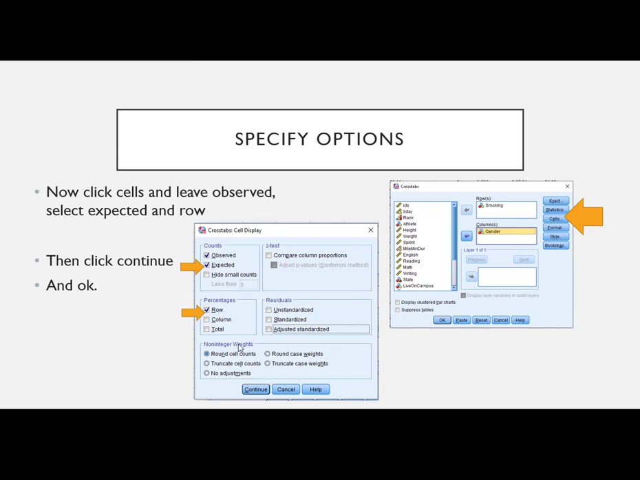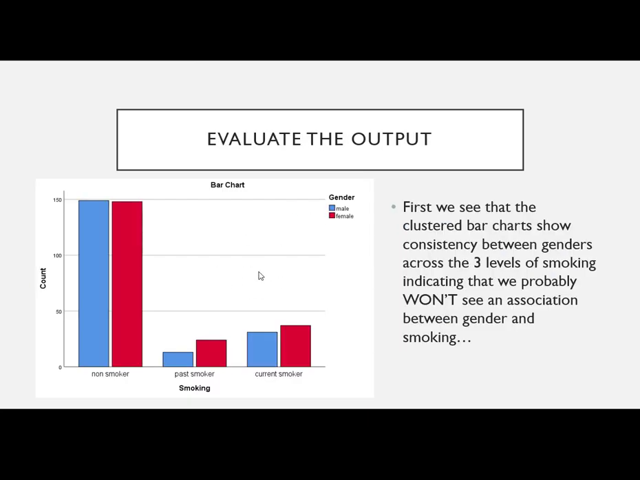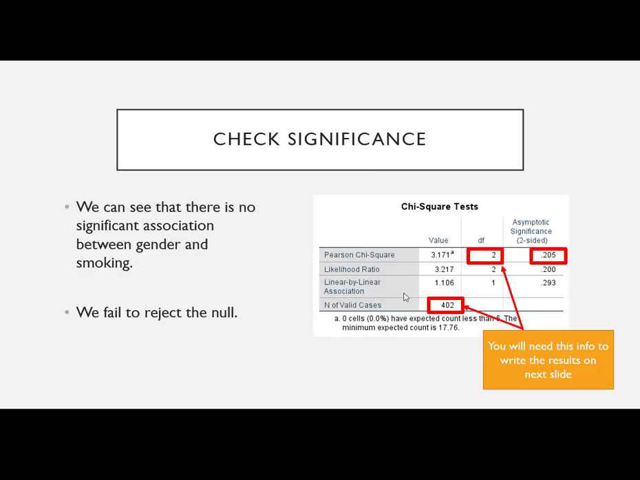And then we're going to say Continue, and then OK. And first we'll see that the clustered bar charts show consistency between the genders pretty much on smoking, and the expected between the genders and whether or not they smoke. So the chances are that we probably won't see an association between gender and smoking.